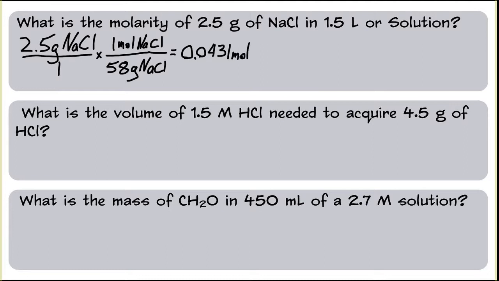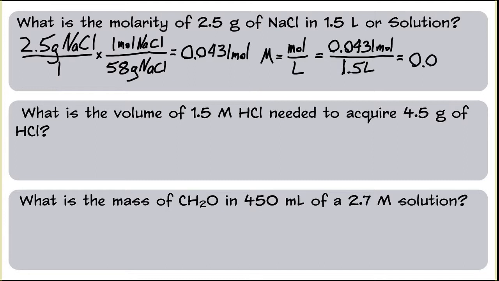And we know that molarity is going to be equal to moles over liters. Well, we've got the moles, 0.0431, and the liters of solution is 1.5 liters. And that means the final molarity is going to be 0.029 molar. And that is our final answer.